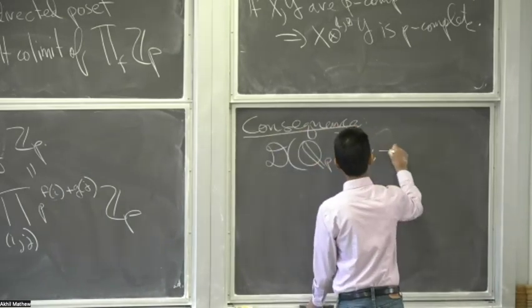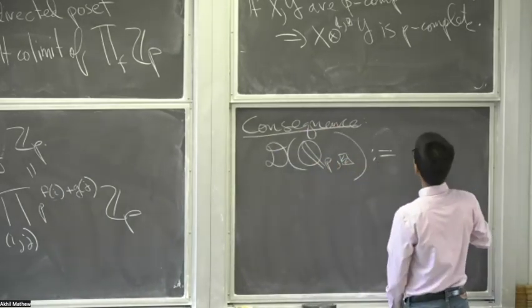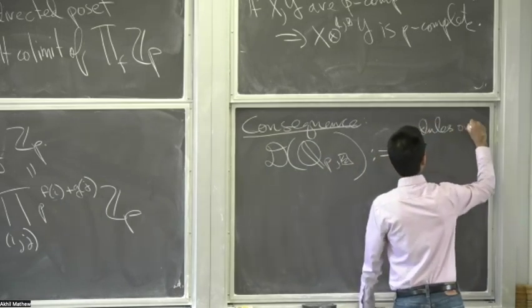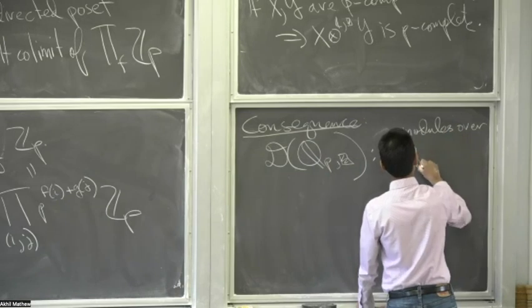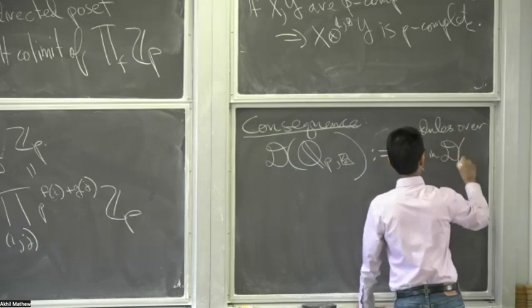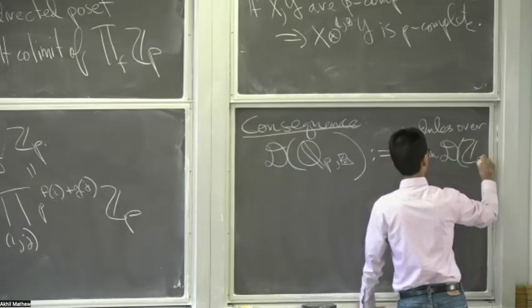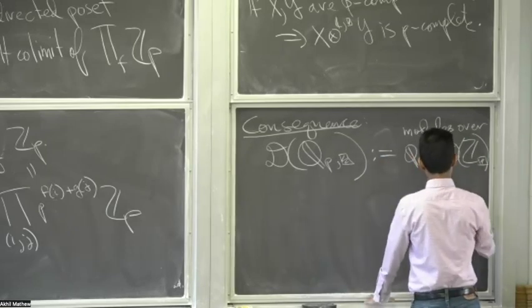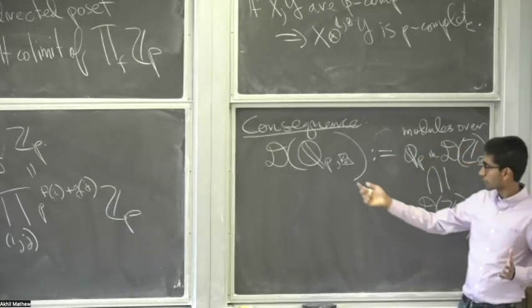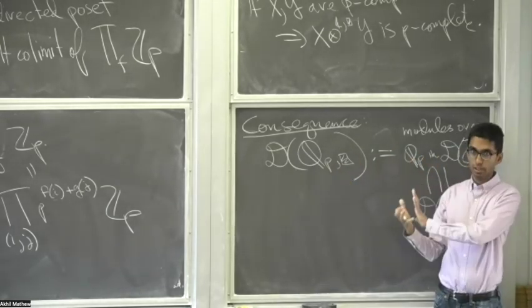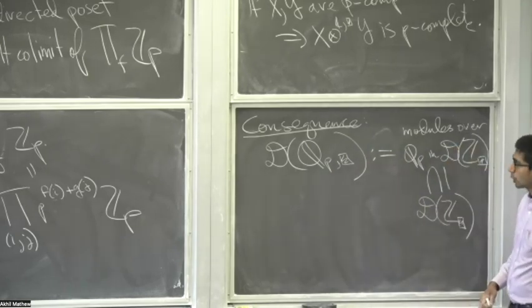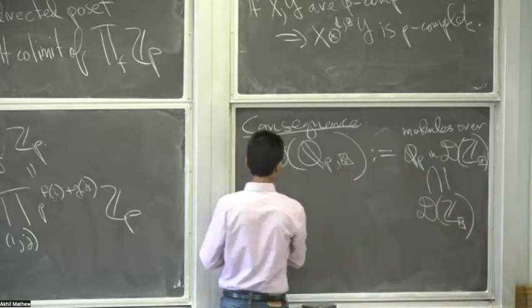So this is by definition, I guess, modules over QP. Modules over QP, in D of either Z or ZP solid. So this is a full subcategory of D of Z solid, because this is an idempotent algebra. So it's just saying that it is equal to a tensor with QP. Okay, so this is also compactly generated.